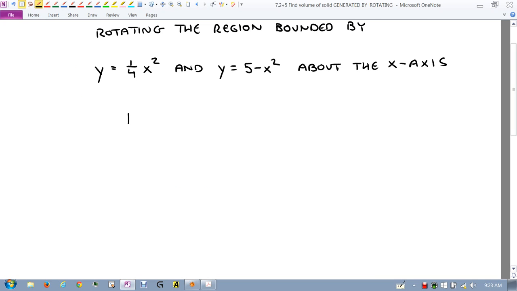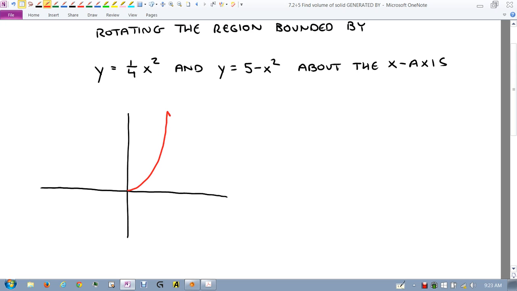You can use a calculator, yes, but of course, you have to show your work. So it's a guide only. 1/4 x squared looks like a parabola. I know that, and I know it opens up because 1/4 is positive in front of it. And there's no number being added to the outside, so it's not shifted up or down. So I know it looks something like that. It might be a little more narrow, who cares?